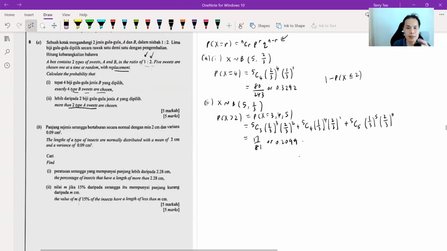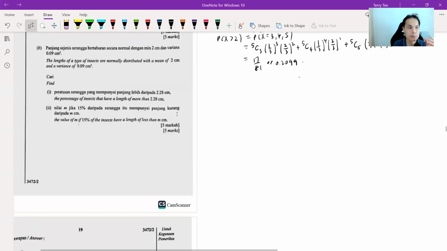All right, that is the first part, binomial. Second part is a normal distribution. Okay, so now the length of a type of insect is normally distributed, mean of 2 cm, variance of 0.09. Be careful, this is variance, not standard deviation. Okay, let me write down. Mean is 2, variance is 0.09. Your standard deviation is the square root of your variance, which is 0.3. Yeah, 0.3, 1 decimal point.